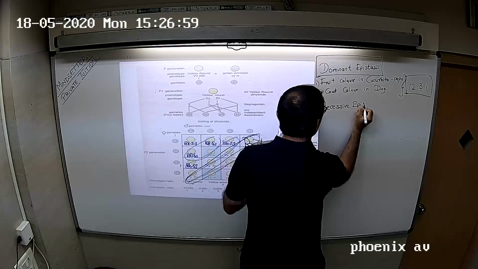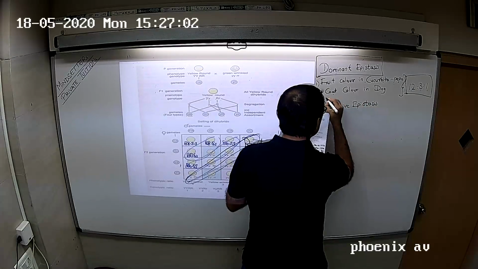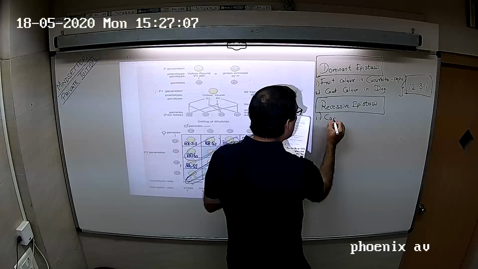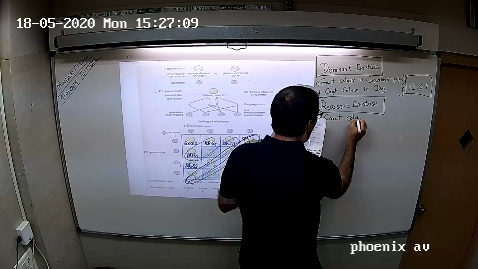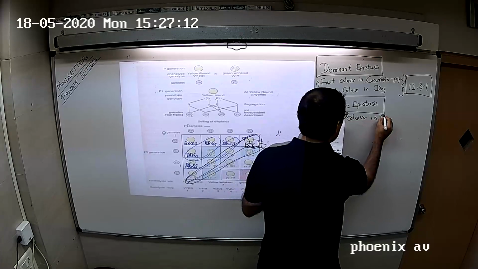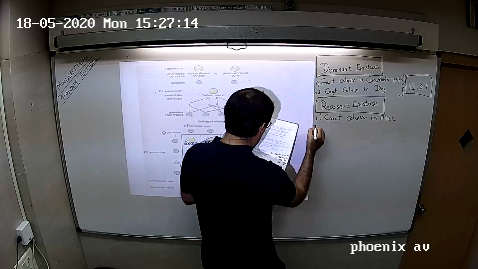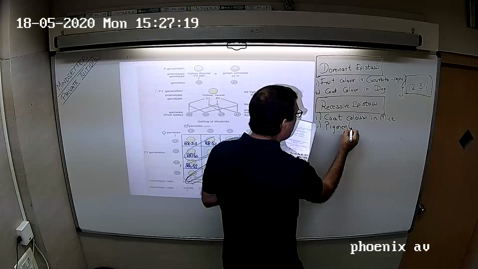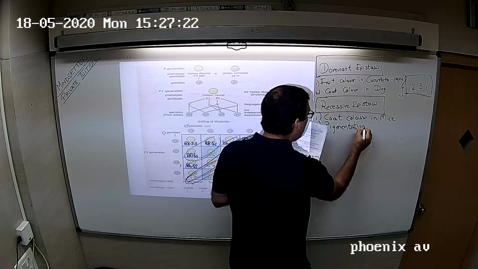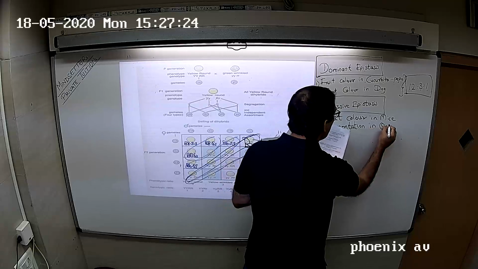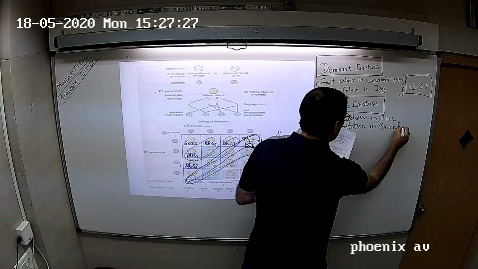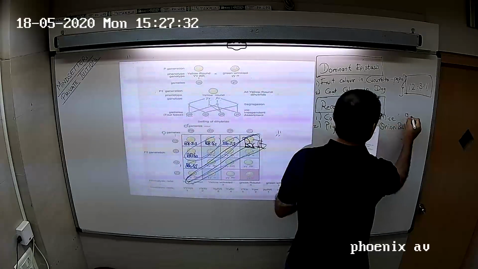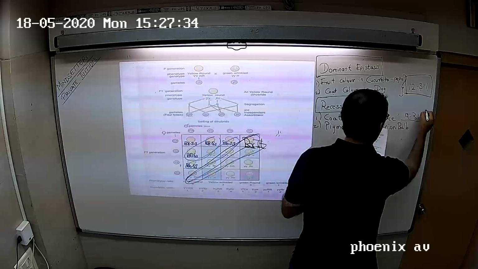And then we have something called recessive epistasis. Recessive epistasis is found in coat color in mice and pigmentation in onion bulb. Pigmentation in onion bulb. And this ratio is 9:3:4.